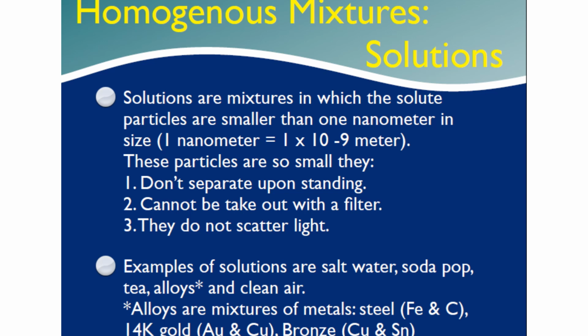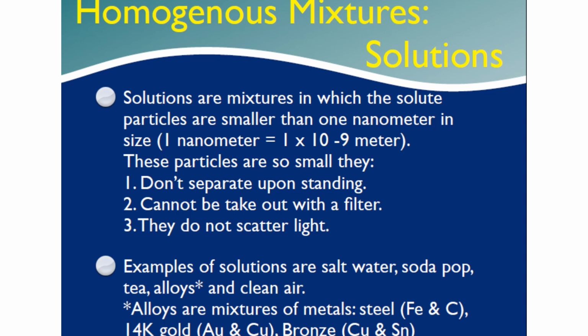Homogeneous mixtures are also called solutions. Solutions are mixtures in which the solute particles are smaller than 1 nanometer. 1 nanometer is 1 times 10 to the negative 9th meters. These particles are so small that they do not separate upon standing, they cannot be taken out with a filter, and they do not scatter light if a light is passed through them. Examples of solutions are salt water, soda, tea, alloys, and clean air.